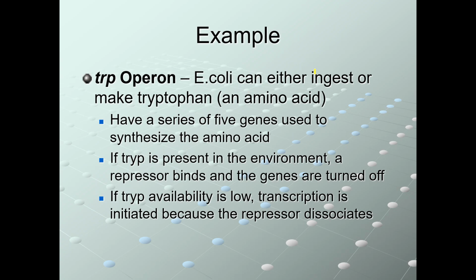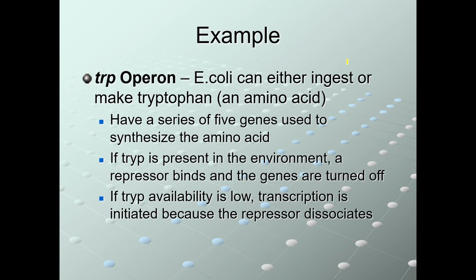But these bacteria can either ingest, which means they can eat, or they can make tryptophan. Now, tryptophan is one of your amino acids. It's actually the chemical tryptophan that's in turkey that they say makes us sleepy at Thanksgiving. But essentially, you have to either ingest or make amino acids in order to build your protein.